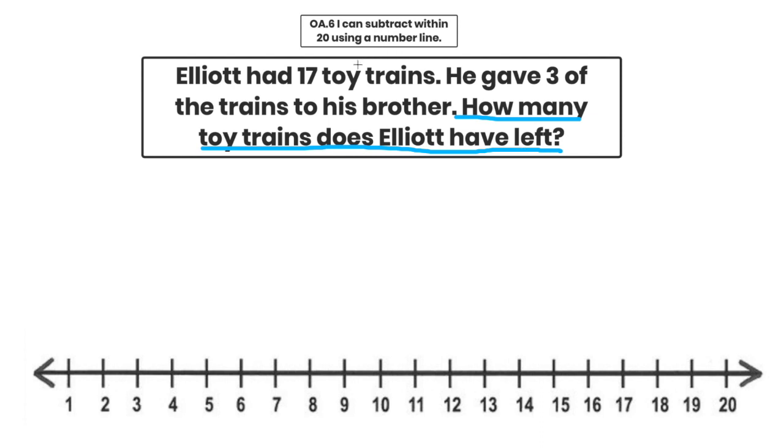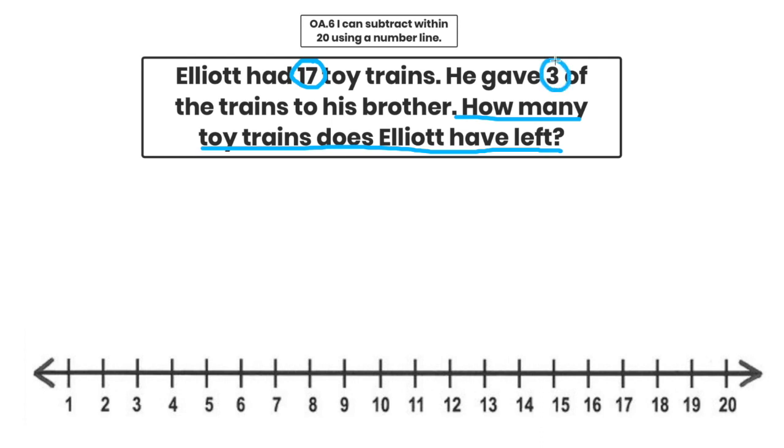Now, let me think about the problem. It says that he started with 17 trains and he gave 3 of the trains to his brother. So if he gave 3 trains away, he's taking those away. So take away is another keyword that lets me know that I need to subtract. So yes, I am definitely subtracting. But what am I subtracting? Well, I see that he started with 17 toy trains, so I'll circle 17. And I see that he gave 3 of the trains to his brother, so I will circle 3.